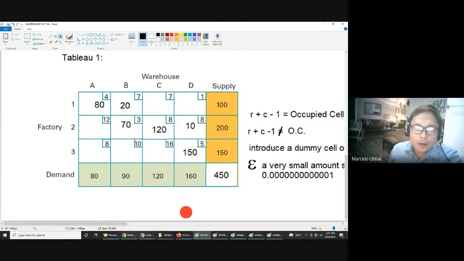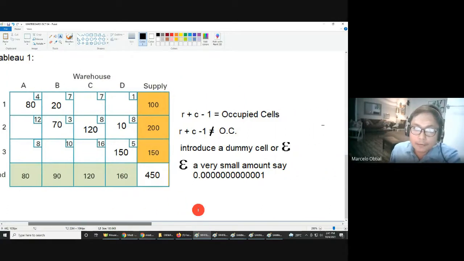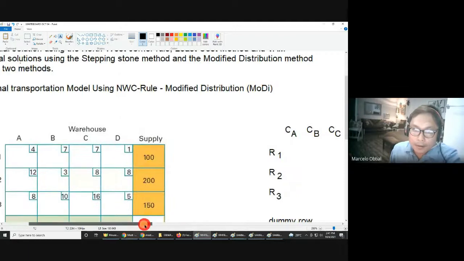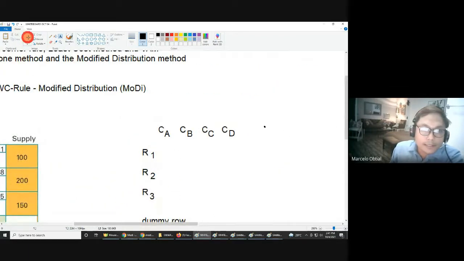No? Okay, so under mod D, I hope you're listening. Okay, I will use this. Ibig sabihin nito, class, that column index, column index C.